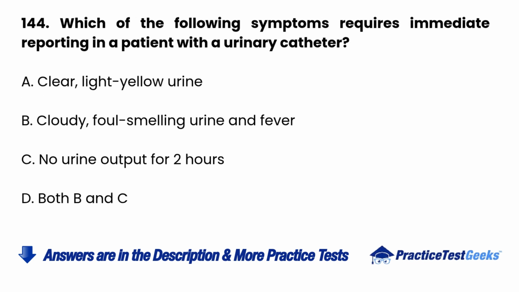144. Which of the following symptoms requires immediate reporting in a patient with a urinary catheter? A. Clear, light yellow urine. B. Cloudy, foul-smelling urine and fever. C. No urine output for 2 hours. D. Both B and C.